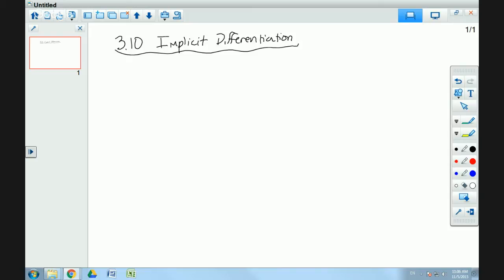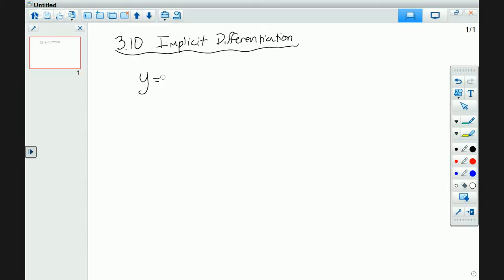For implicit differentiation. Calculate the derivative of that. Go. Y prime equals. Matt Cornelius, what you got? That's good.